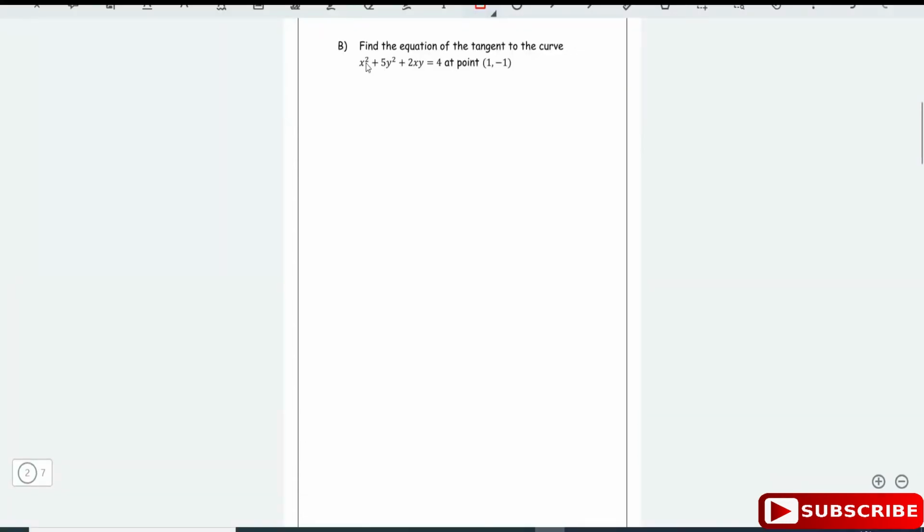Next question: x squared plus 5y squared plus 2x equals 4 at the point (1, minus 1). They want the equation of the tangent.